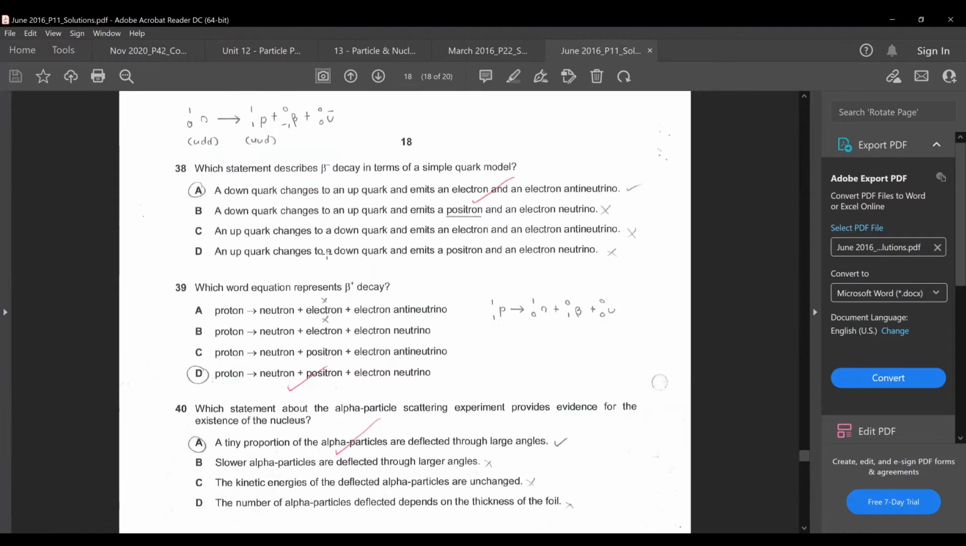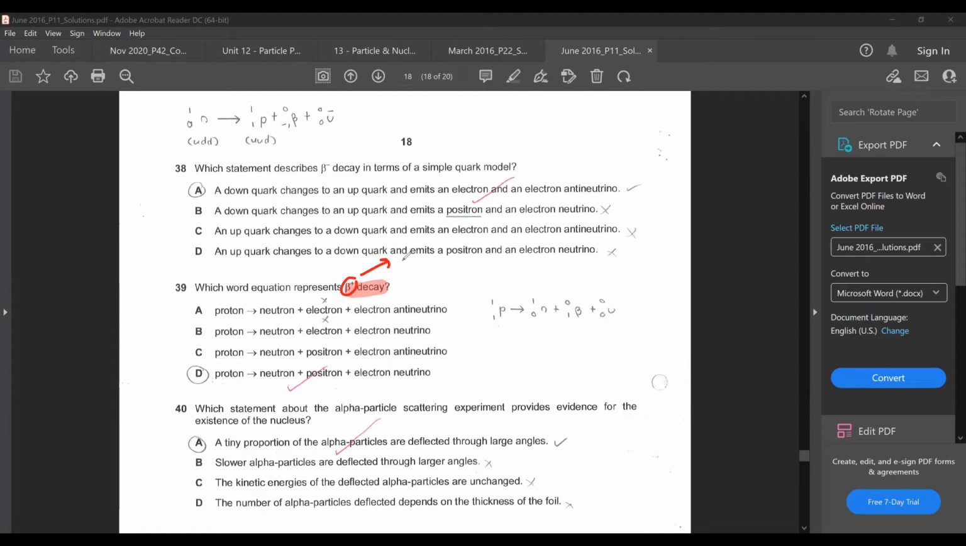Okay. Then which word equation represents beta plus decay? So just now as I mentioned, beta plus is positron. Positron starts with P, so it starts with proton. Proton decays to neutron, giving you your beta plus and your electron neutrino. Okay, so proton to neutron, positron, electron neutrino. Answer is just D. Okay.